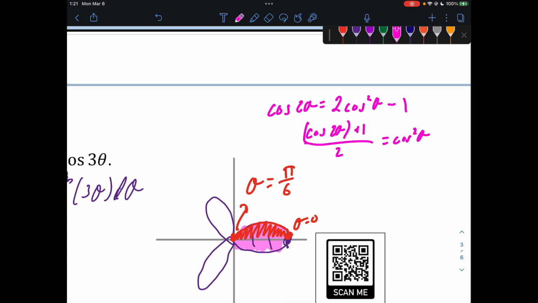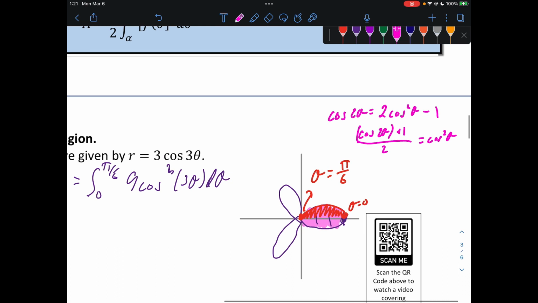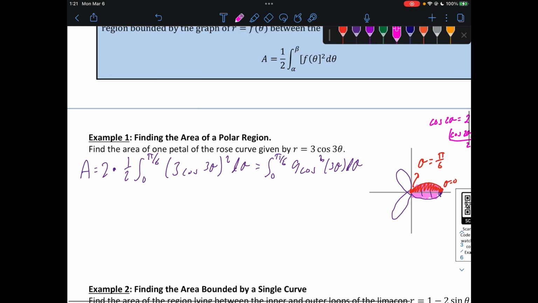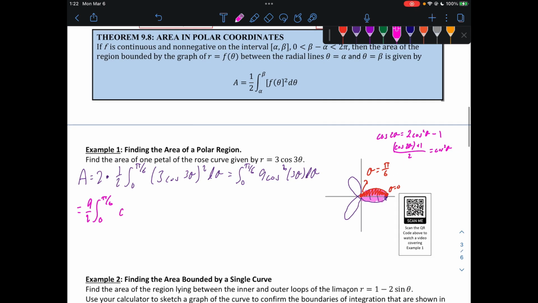Okay, so back to our problem here. We have cosine squared of 3 theta, which means this is going to be cosine of 6 theta plus 1 over 2. The 1/2 I can bring out in front. So now I'm left with 9/2, integral from 0 to pi over 6 of cosine 6 theta plus 1 d theta.